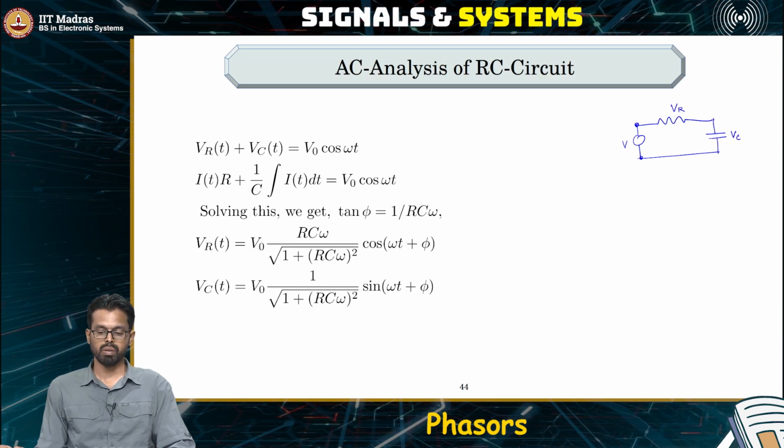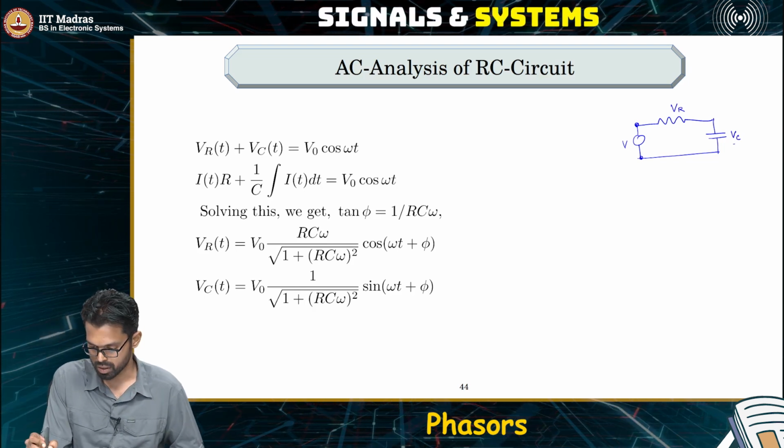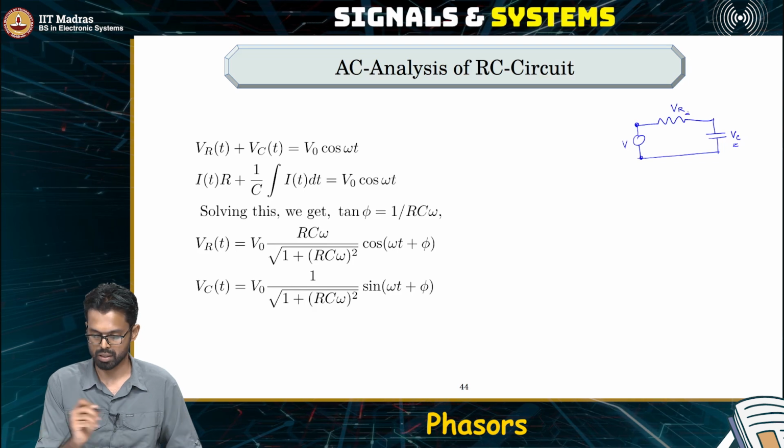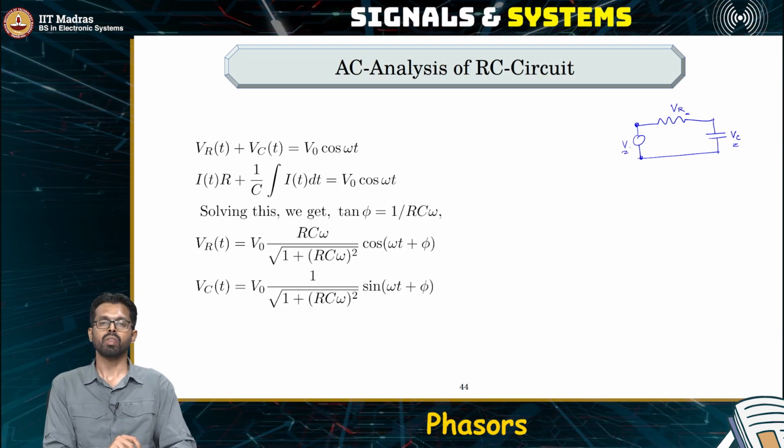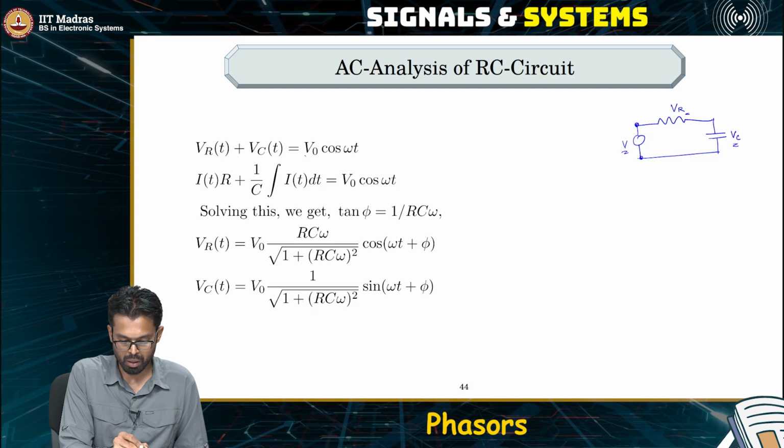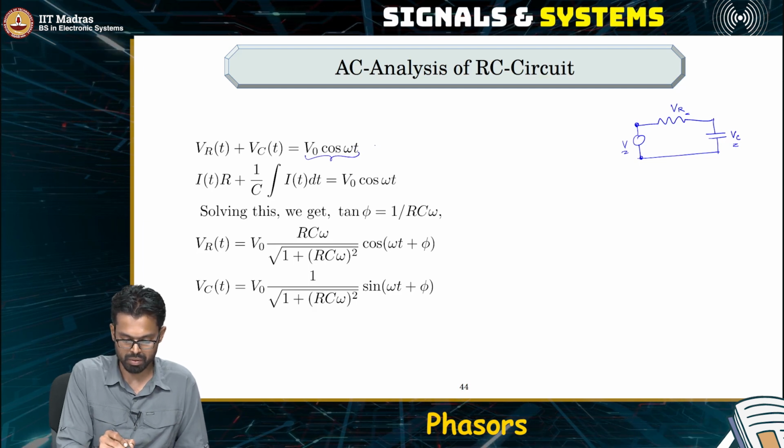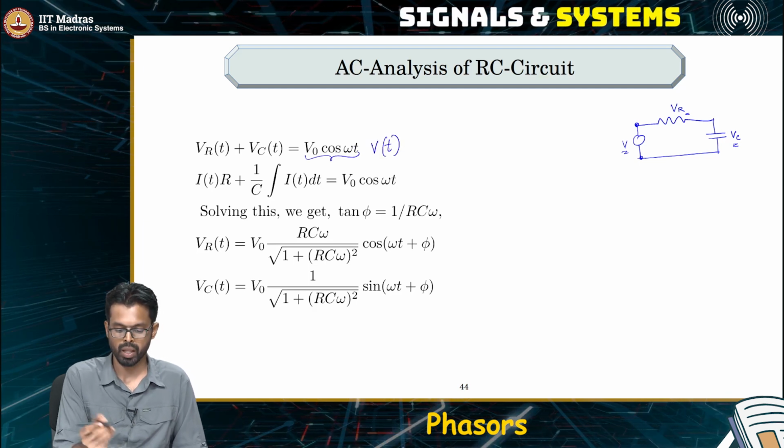Now if we want to find out what is the voltage across this capacitor and the resistor given some voltage here. Let's call this the applied voltage. This is V. This is V of t.